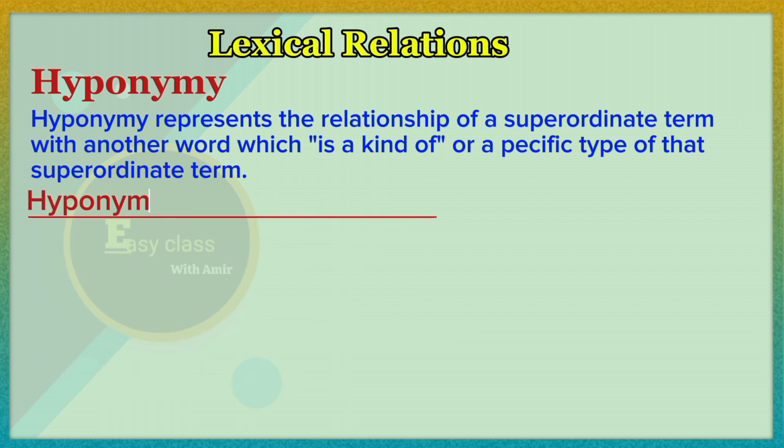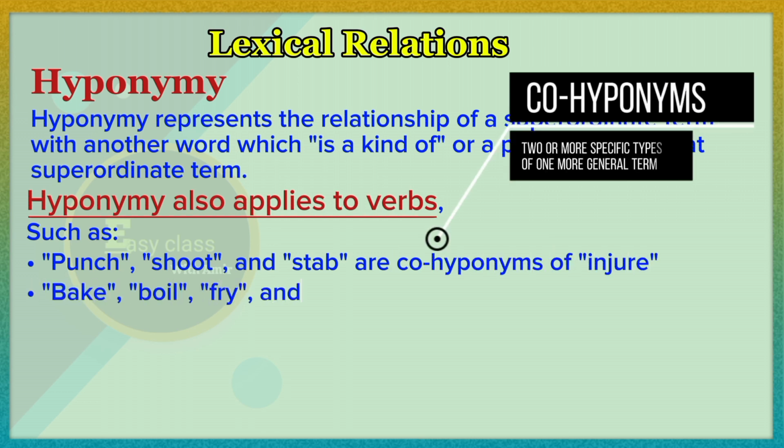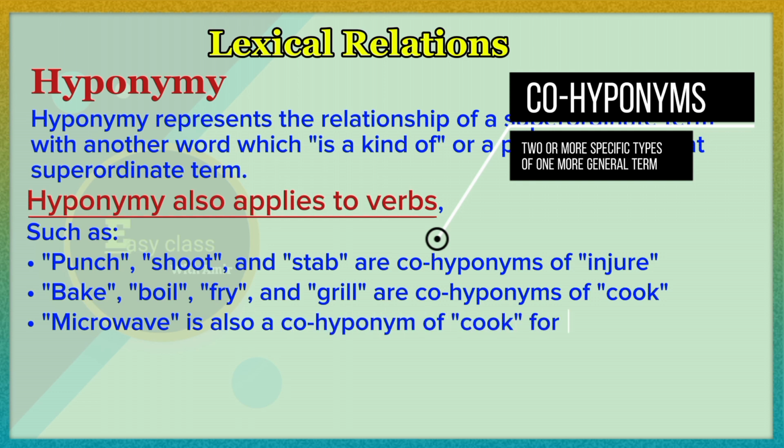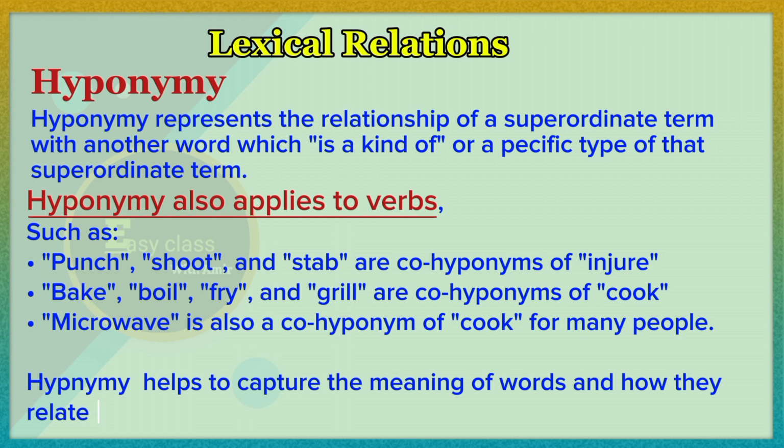Hyponymy is not limited to nouns, but also applies to verbs, such as punch, shoot, and stab, which are co-hyponyms of injure. Bake, boil, fry, and grill are co-hyponyms of cook. Microwave is also a co-hyponym of cook for many people. This relationship helps to capture the meaning of words and how they relate to more general terms.